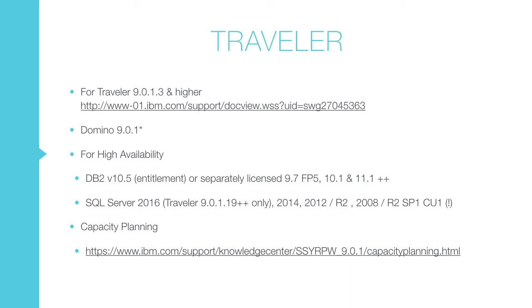For high availability, you need a database server, either DB2 or SQL. And again, although Traveler supports DB2 9.7 Fix Pack 5 and 10.1 and 11.1, you do get version 10.5 Workgroup Server as part of your entitlement to use for Traveler. So if you're on DB2 9.7, I would be seriously considering upgrading that. If you're on SQL Server 2008 versus 2012 R2 or 2016, I would consider upgrading it. There is a good document in the IBM Knowledge Center on capacity planning for Traveler.